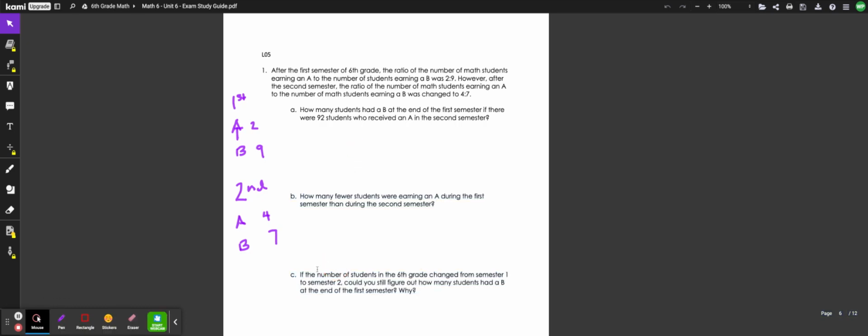Now we have these questions. The questions are, first off, how many students had a B at the end of the first semester? If there were 92 students, so second semester, 92 students earned an A. So if this ratio is 4 to 7, and this 4 represents 92, in order to figure out what one piece of tape or one part is equal to, we go 92 divided by 4.